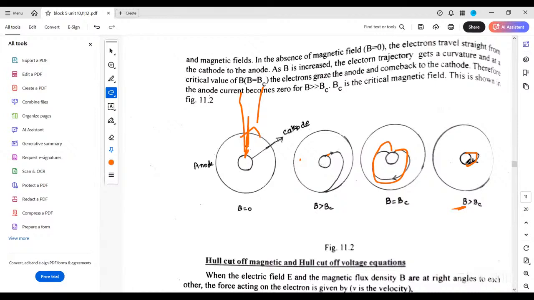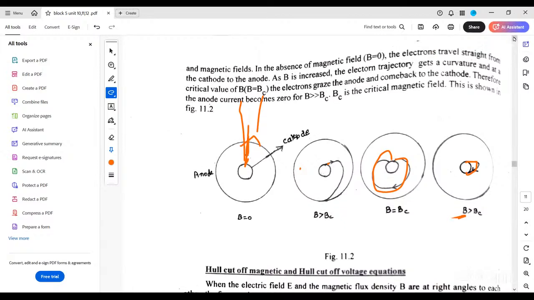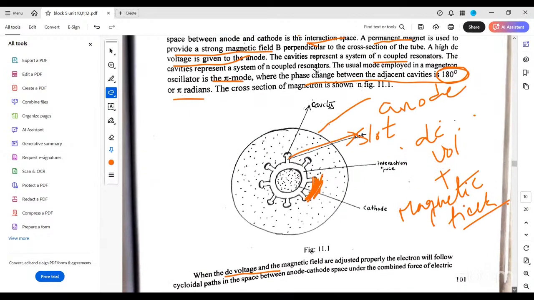Now we will see the description of these four diagrams, given in the above paragraph. Now see what is given based on the diagram. In the absence of magnetic field.